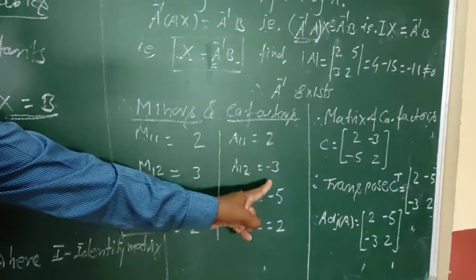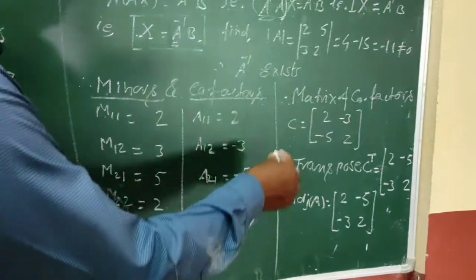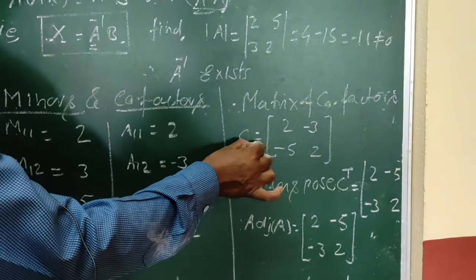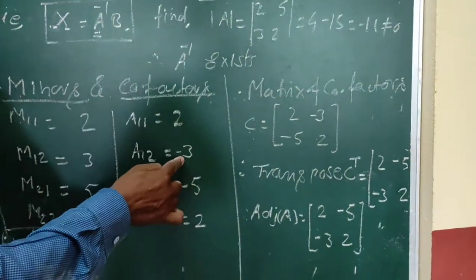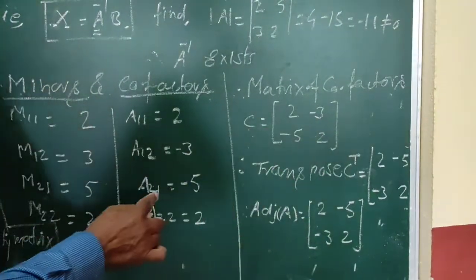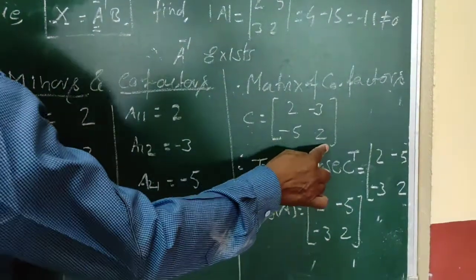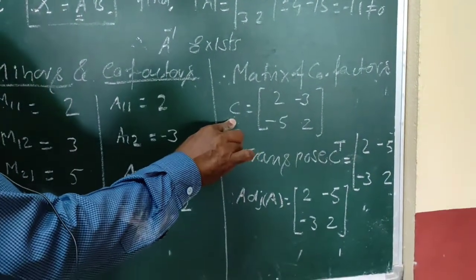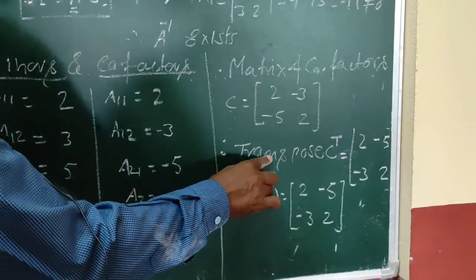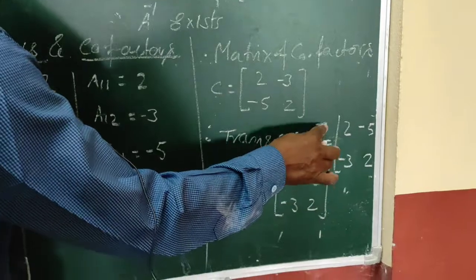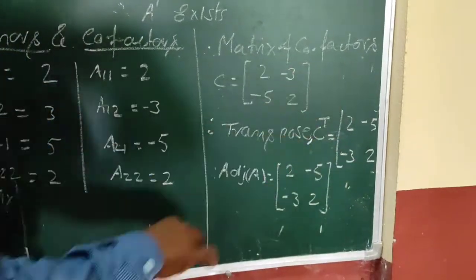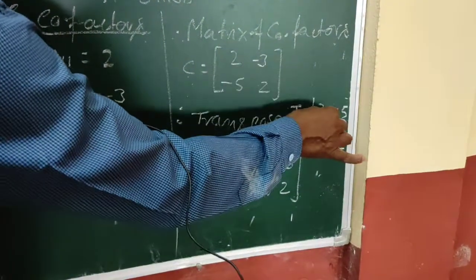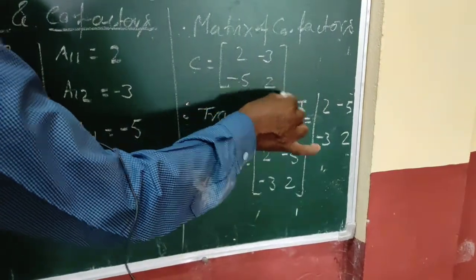Now we collect all these cofactors and we get the matrix of cofactors. So the matrix of cofactors, denoted by C, is 2, minus 3 written in the first row, then minus 5, 2 written in the second row. So this is the matrix of cofactors. Once you get the matrix of cofactors, we find its transpose, denoted by C power T, and the transpose is nothing but changing the rows into columns. So this row 2, minus 3 becomes the column 2, minus 3, and minus 5, 2 becomes the column minus 5, 2.